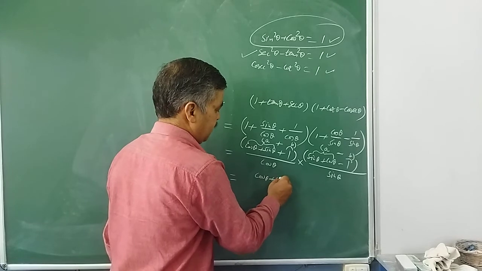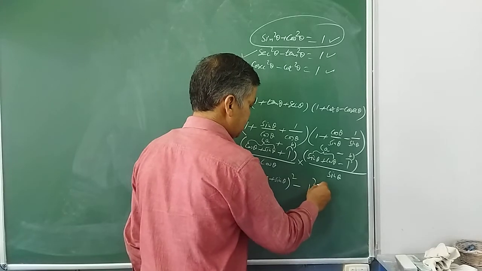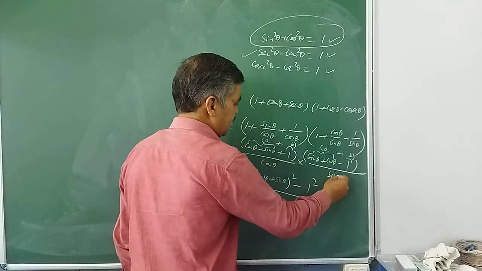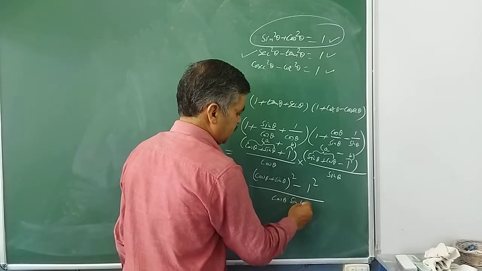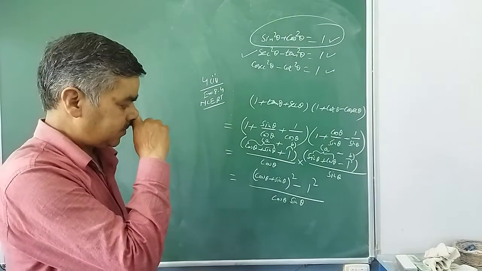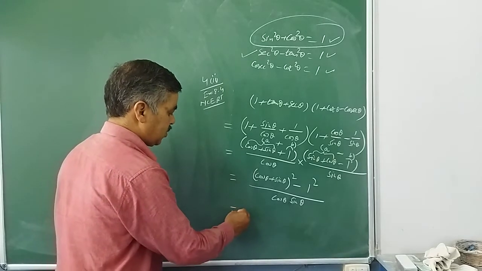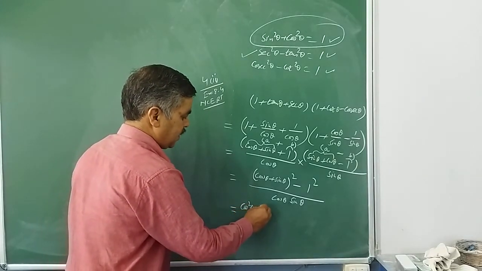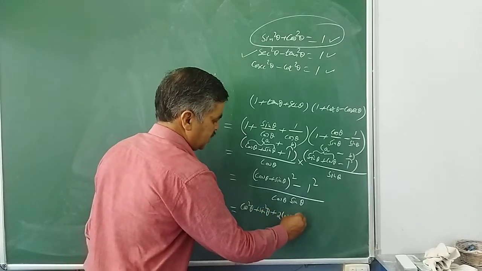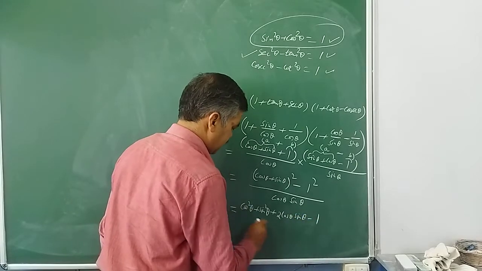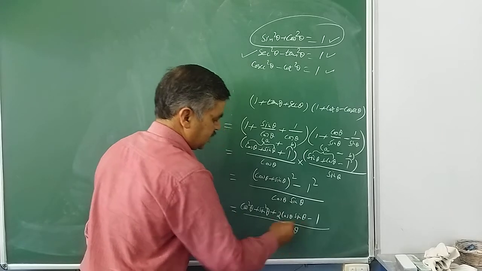Cos theta plus sin theta is A square, and 1 is B square, so A square minus B square into cos theta into sin theta. Now again another identity is there, A plus B whole square, that you can apply as A square plus B square plus 2AB, so 2 cos theta sin theta minus 1, and the whole upon cos theta sin theta.